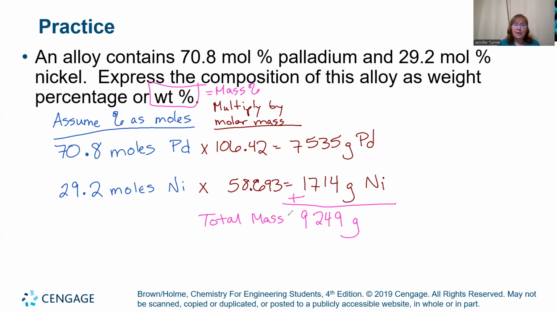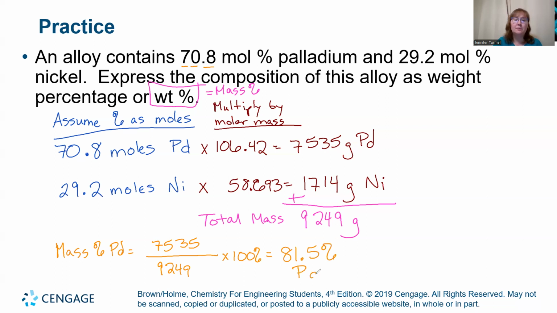Okay. Now remember that extra slide that I kind of snuck in there, talking about mass percent. Well, mass percent is done in the exact same way, except that we aren't working with molar masses now. We're working with what we have here. So to find the mass percent of our palladium, we take the mass of our palladium, 7,535, and divide it by our total mass, 9,249. And we're going to turn that into a percent. And now you can see that we can only have 3 significant figures. So this becomes 81.5% palladium.